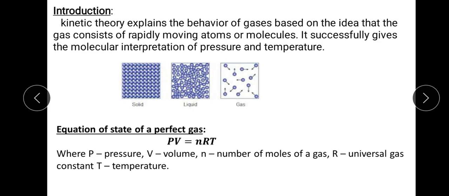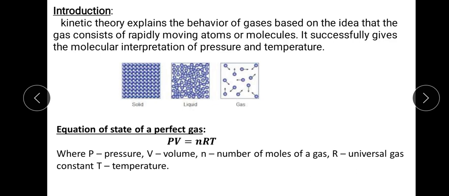That is why the kinetic theory of gases explains the behavior of gas based on the idea that a gas consists of a large number of rapidly moving atoms and molecules, and this kinetic theory successfully explains the molecular interpretation of the quantities called pressure and temperature. So based on the motion of molecules in a gas, the quantities called pressure and temperature are interpreted.